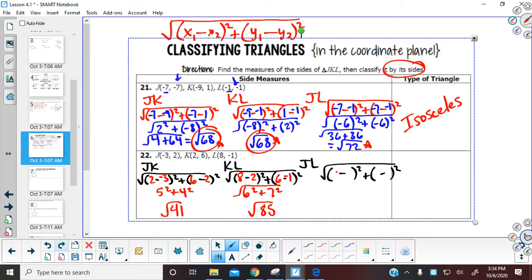And JL is going to be 8 and negative 3, and then 2 and negative 1. Again, order doesn't matter, so 11 squared, 3 squared, and so you get the square root of 130. And when you notice, all of those are different, so therefore this is a scalene triangle. Now you'll notice that this is fairly time intensive in terms of the amount of time we put into this. You're not going to see a ton of these problems, so don't stress too much. Just make sure you keep reinforcing that idea of distance, and now we're connecting it to using our new descriptors as far as scalene, isosceles, or equilateral.